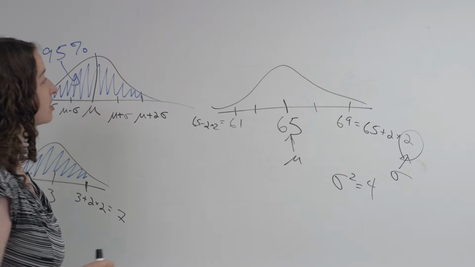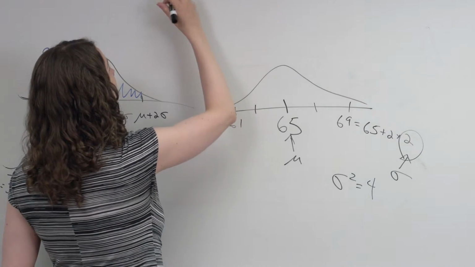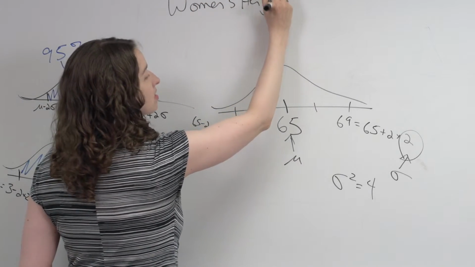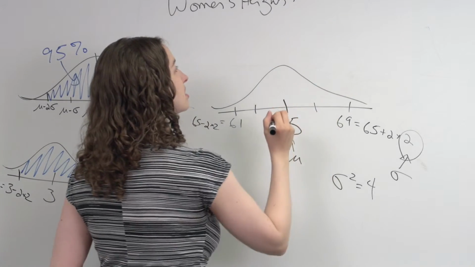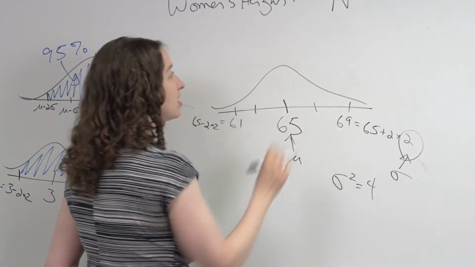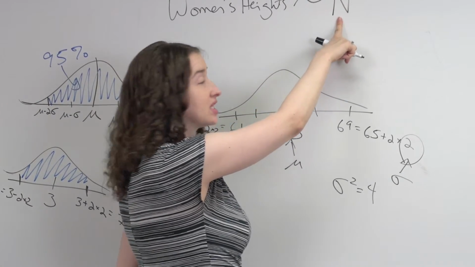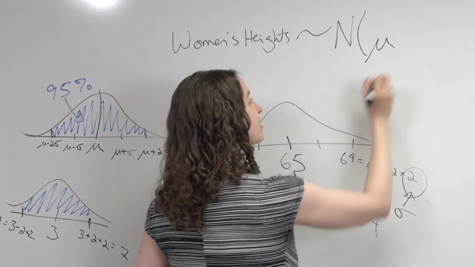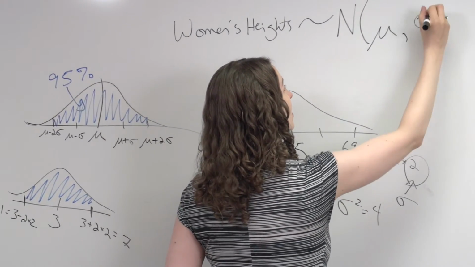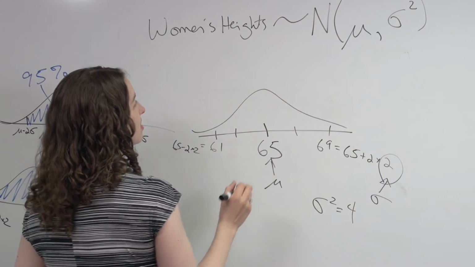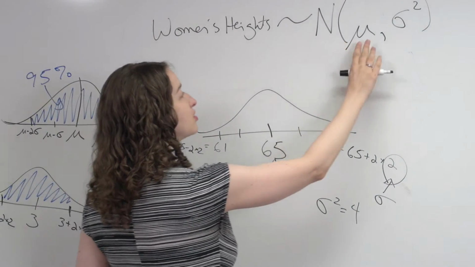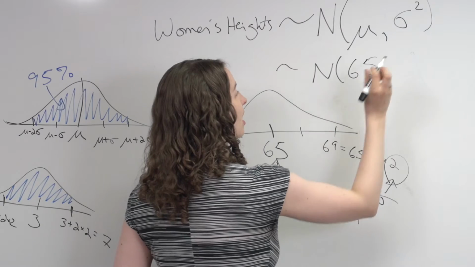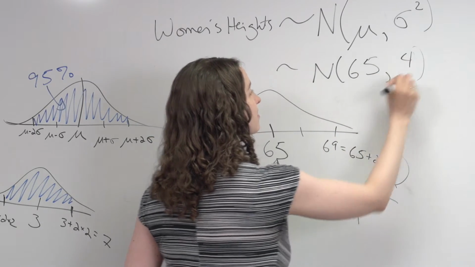The notation that we like to use for that goes like this. I'll say women's heights follow, the tilde means follow, a normal distribution. Importantly, this is different than the capital N we use for sample size. It's the capital N meaning normal. And what we do is first we write the value we're assuming as the mean, then we write the value we're assuming as the variance. So here I'm saying women's heights follow a normal distribution with mean mu and variance sigma squared. In particular, I'm saying they follow a normal distribution with mean 65 and variance 4.